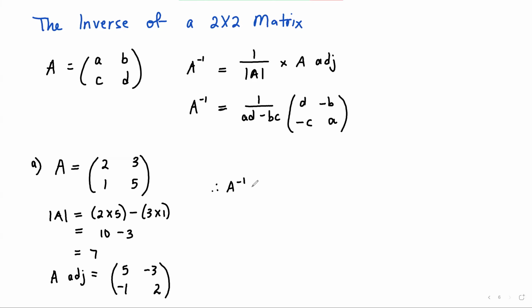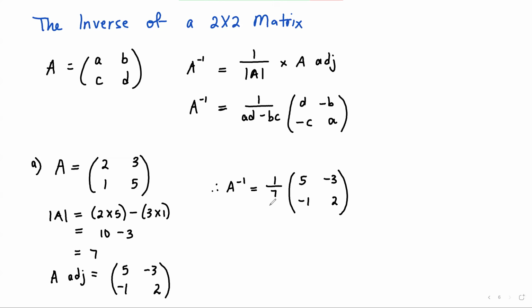And then the adjoint, A adjoint, is equal to, well, you swap the first and last, so that would be 5, 2. You change the signs of the remaining 2, so that would be negative 3 and negative 1. And therefore the inverse would be equal to 1 over the determinant, which we found as 7. So 1 over 7 times 5, negative 3, negative 1, 2.